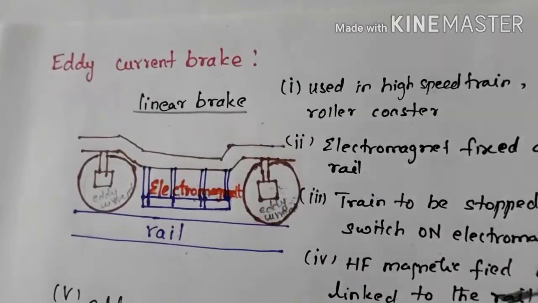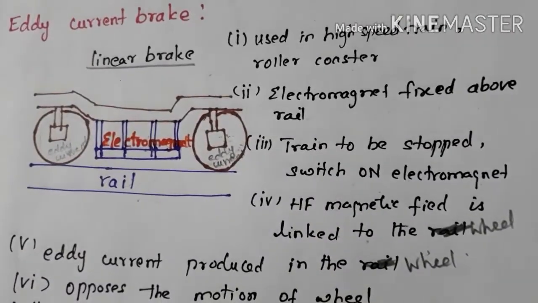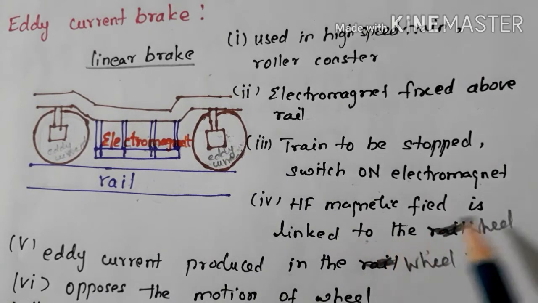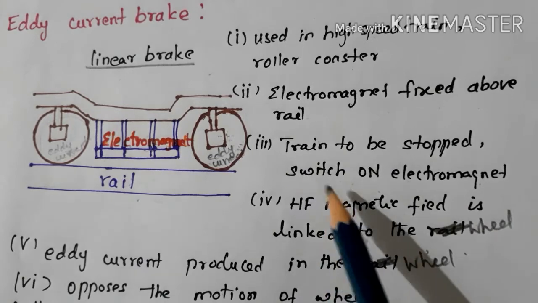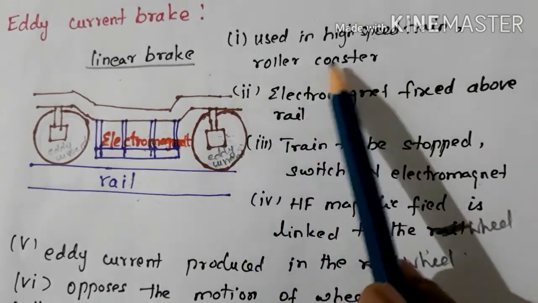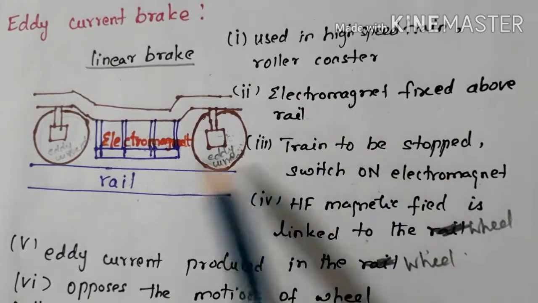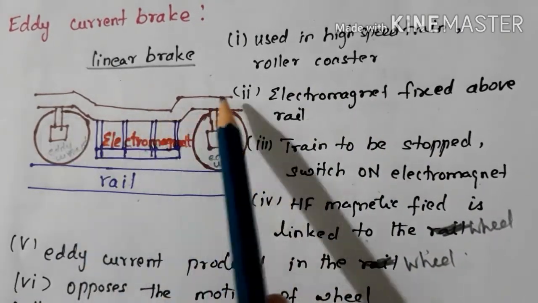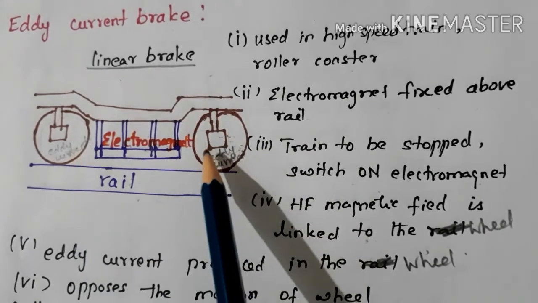The next application is the eddy current brake, that is the linear brake. In high speed trains and roller coasters, the linear brake is used. Right, so an electromagnet is fixed above the rail. You can see the electromagnet is attached to the train wheel.